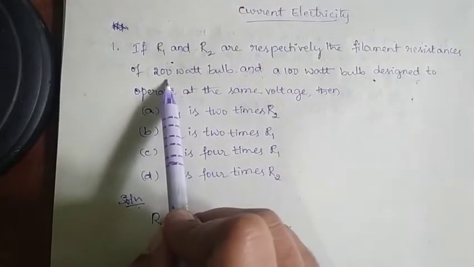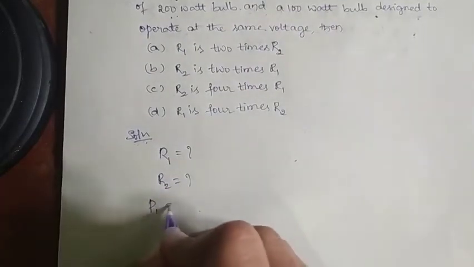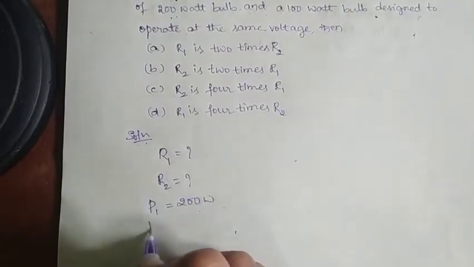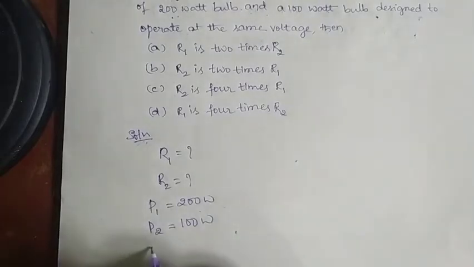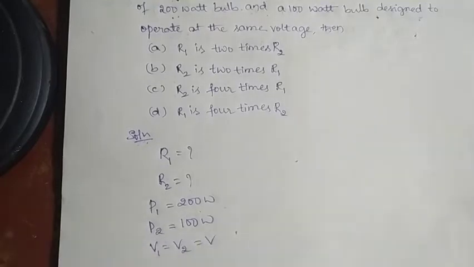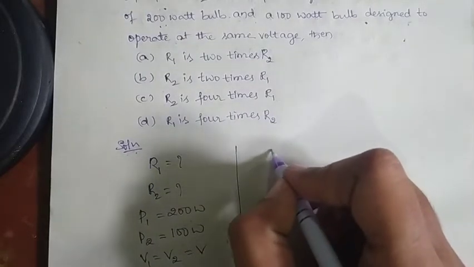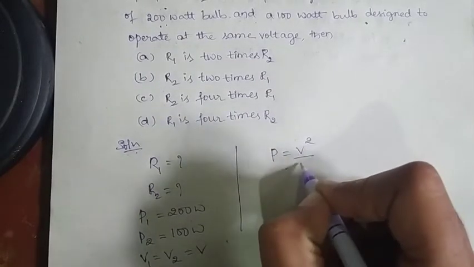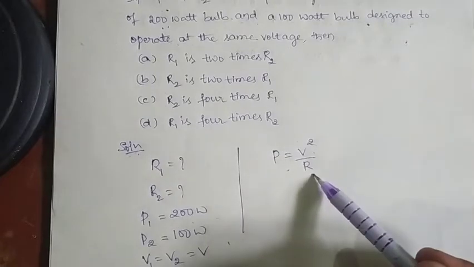The power of the first bulb will be 200 watt and the power of the second bulb will be 100 watt, designed to operate at the same voltage. Voltage V1 will be equal to V2, equal to V. Now, we know that power P equals V into I, and I will be equal to V by R, so P will be equal to V square divided by R.